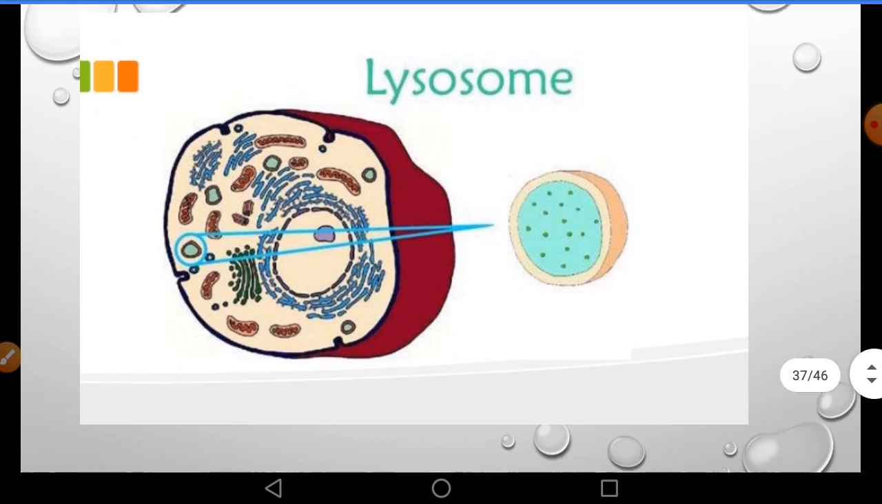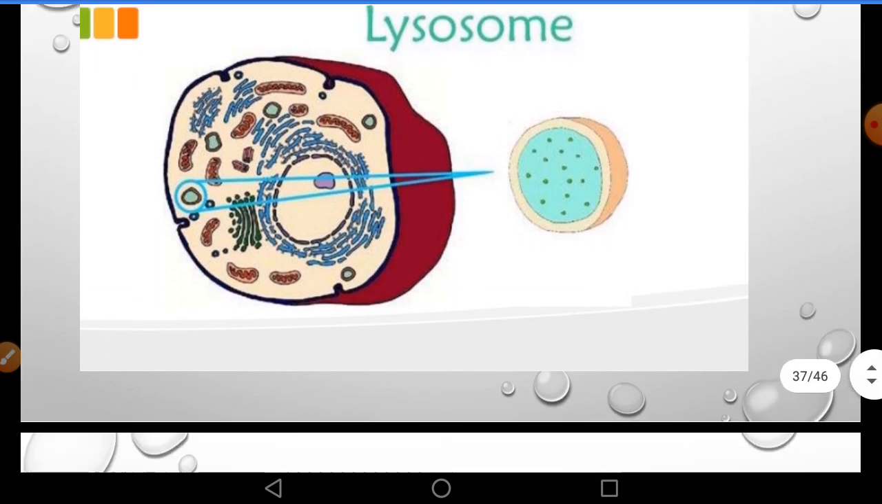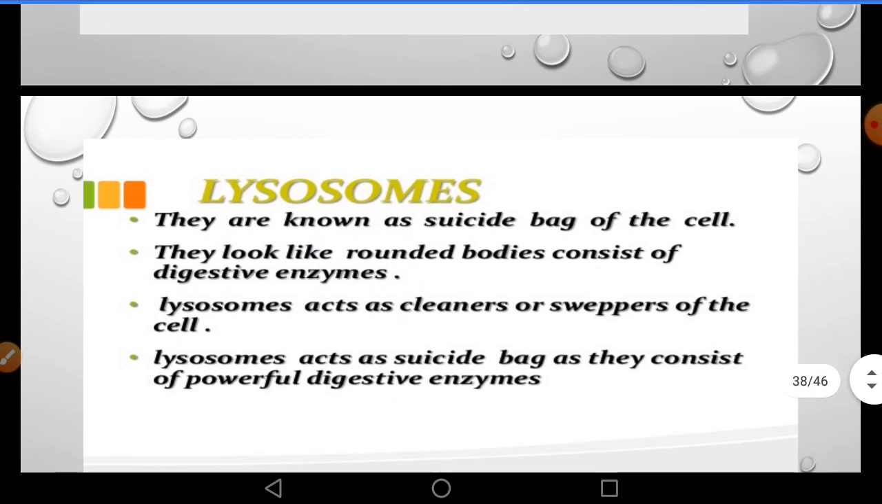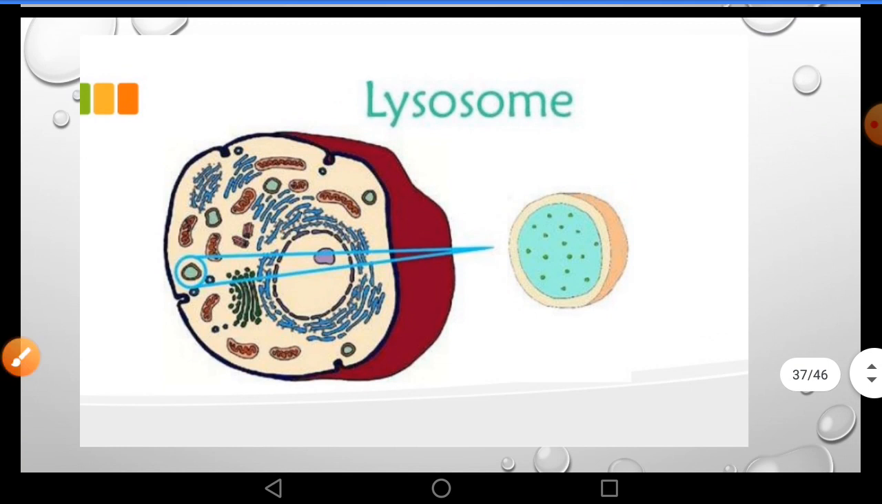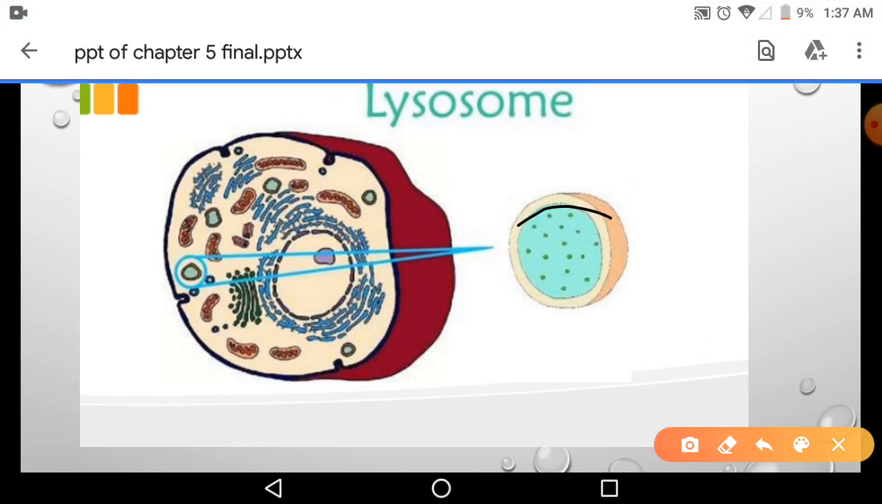Now we have the lysosome, which I told you is also known as the suicide bag of the cell. They look like rounded bodies consisting of digestive enzymes. Can you see this? This is the rounded structure and these are the enzymes.